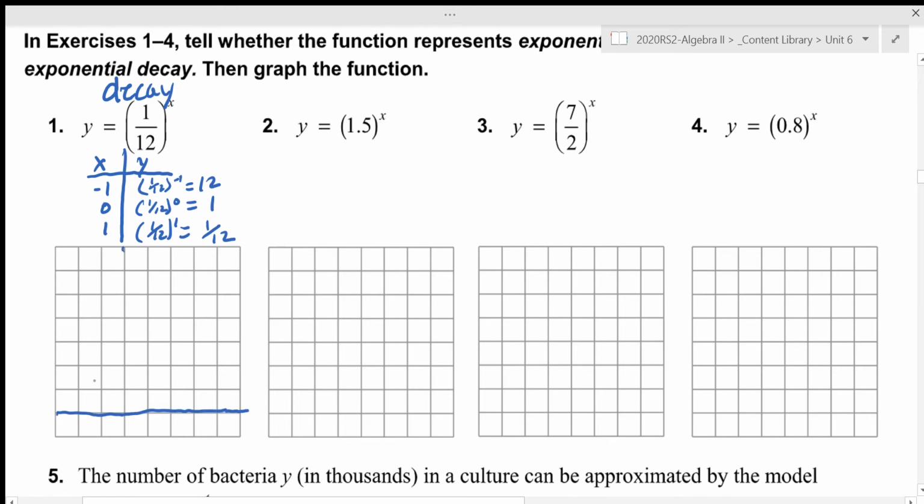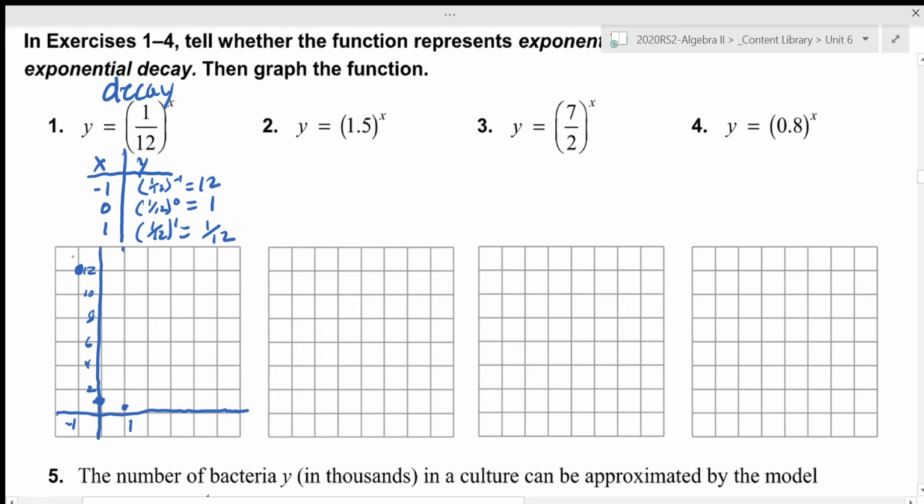So now let me make my axes. There's my x-axis, there's my y. We'll say this is at -1, this is 0, that makes this 1. And we're going to have the y-axis go up by 2's: 2, 4, 6, 8, 10, 12. At -1, the function is at 12, so we're plotting the point -1, 12. At 0, the function is at 1, so it drops all the way down to here. And at 1, the function is at 1/12, so it's getting pretty close there to the x-axis.